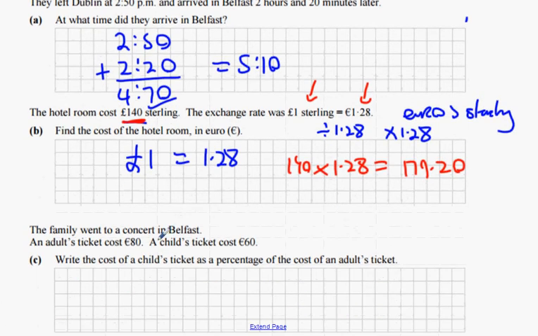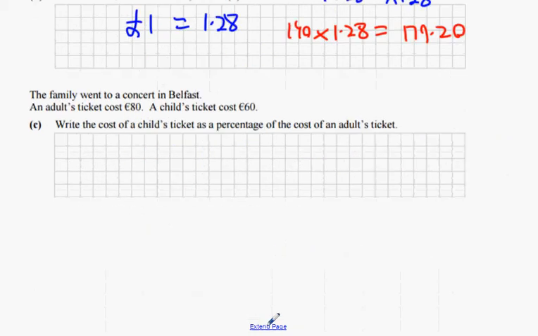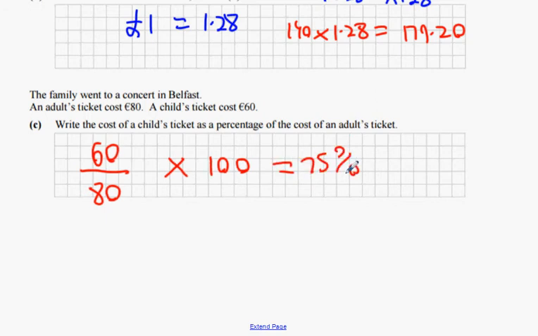A family went to a concert in Belfast. An adult's ticket cost 80, a child's ticket cost 60. Write down the cost of a child's ticket as a percentage of an adult's ticket. So it's going to be multiplied by 100. You're going to turn it into a fraction. It's €60 compared to the €80 multiplied by 100, and that will get you 75% when you put it in the calculator. It says cost of child's ticket as a percentage of adult's ticket, so that is why it was child's divided by adult's multiplied by 100.